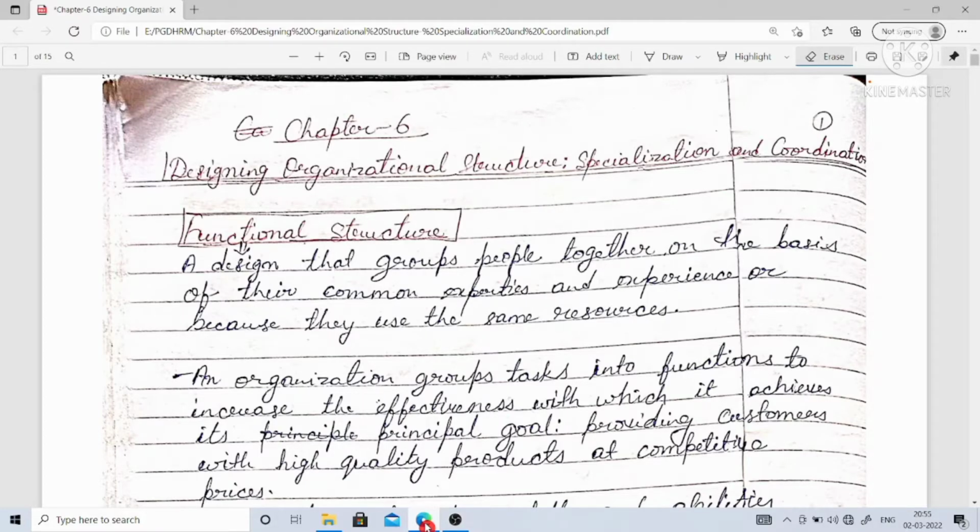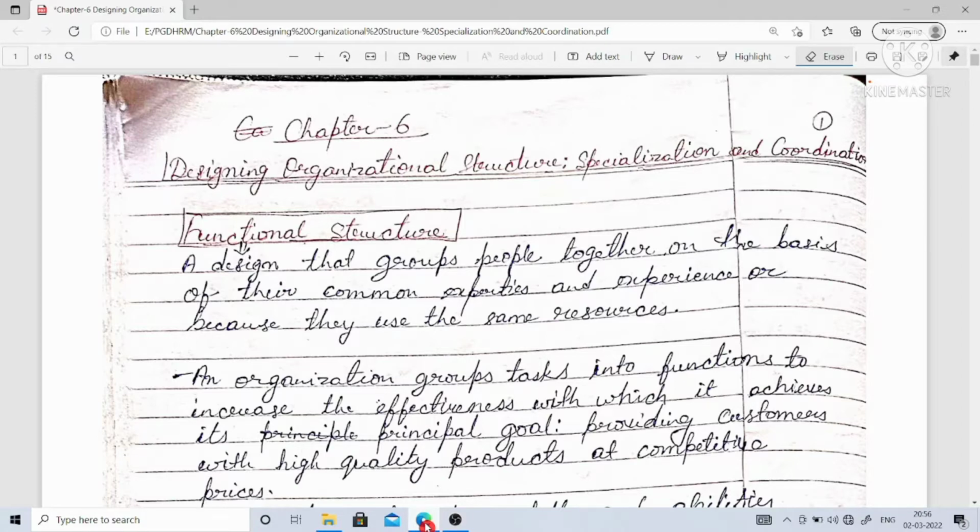Hello friends, in this video I will explain the 6th chapter. The chapter's name is Designing Organizational Structure, Specialization and Coordination. In the previous chapter we also studied designing organization, but there the topic was different. It was about authority, and now in this chapter we will learn about specialization and coordination.